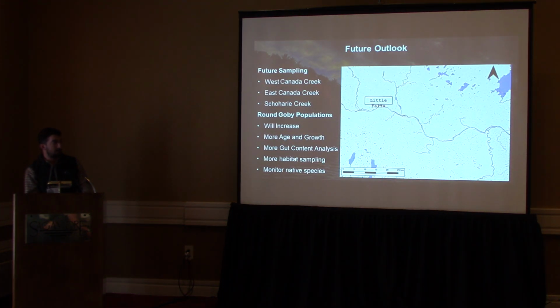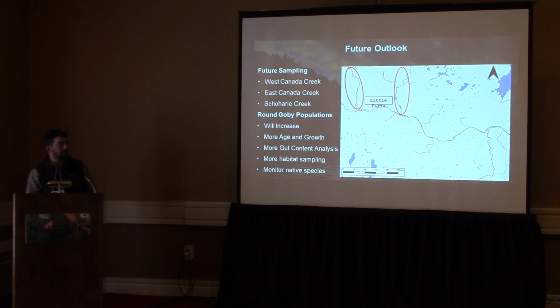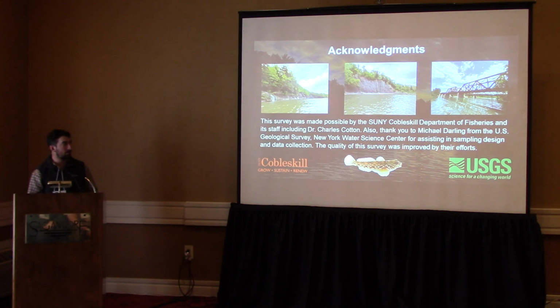So for the future outlook, we can include other streams. We have West Canada Creek, East Canada Creek. We also have Sauquoit Creek, Oriskany Creek up towards Utica. Basically do these similar things here because over time these populations will increase. We can do more age and growth, more gut content analysis, and more habitat sampling as well, and then possibly monitoring the native species, because that's basically the biggest thing we're looking at here too. Yeah, and I just point those out. That's West Canada, East Canada, and the Schoharie, which we just talked about.